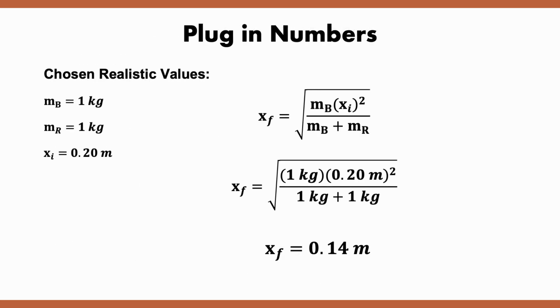After obtaining our expression for xf, we can plug in some realistic numbers. mb of the blue box can be 1 kilogram, which is like the mass of a slightly loaded cardboard box. mr of the red box can also be 1 kilogram. xi, which is the initial compression of spring 1, can be 0.20 meters. This can be a typical spring, such as a weakened suspension spring. If we plug these values in, we obtain that the compression of spring 2 will be 0.14 meters. In the following slides, we'll make sense of these answers.